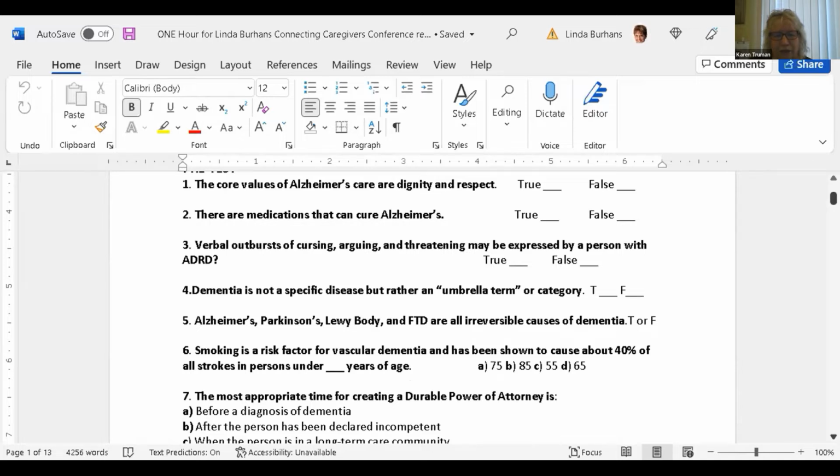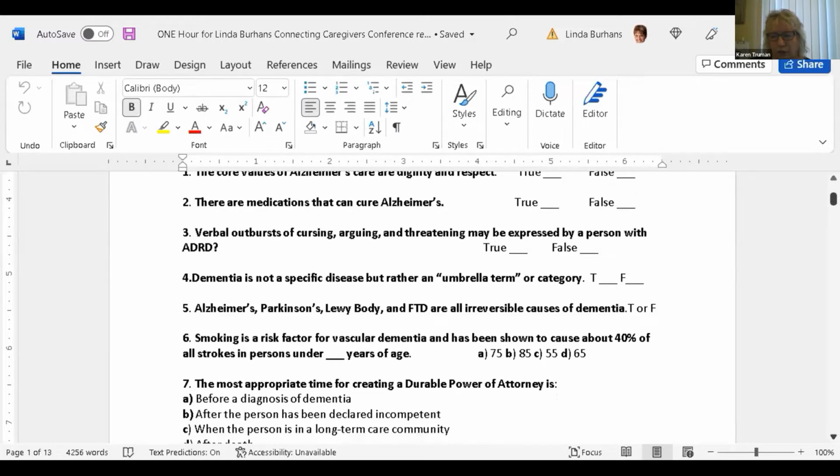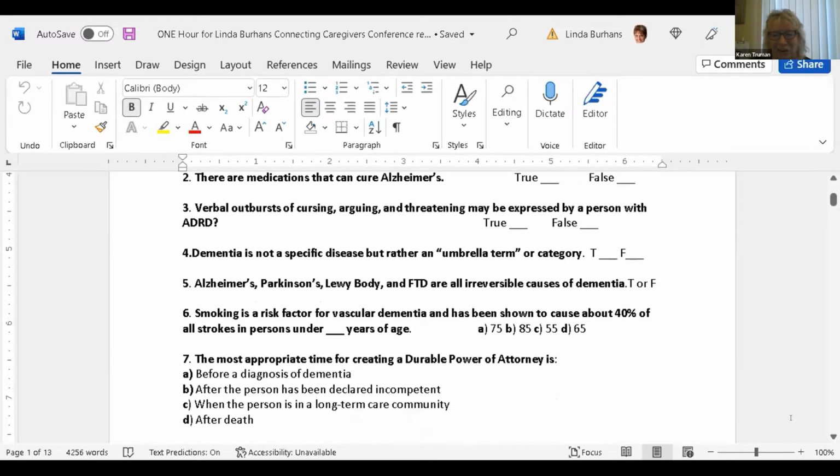Number 4, dementia is not a specific disease, but rather an umbrella term or category. What do you think of that?